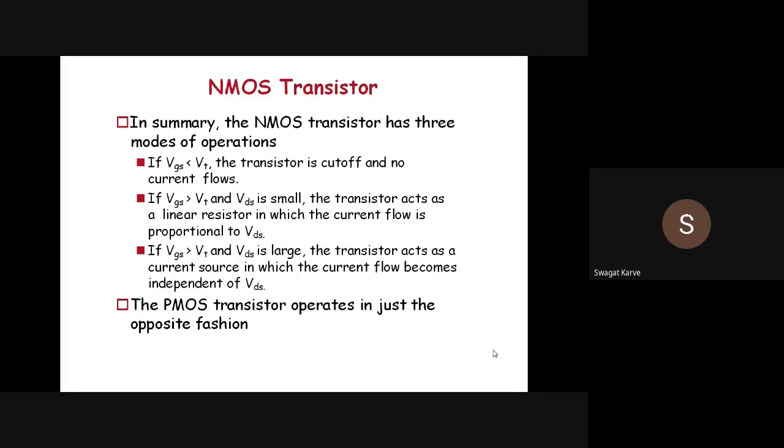That is the cutoff. What is the condition of cutoff mode? VGS is less than the threshold voltage and both terminals are reverse biased. That means drain to body and source to body are reverse biased, and VGS is less than the threshold voltage. That is the cutoff region. No current will flow and the MOS will act as an open switch. This is the first region of operation.